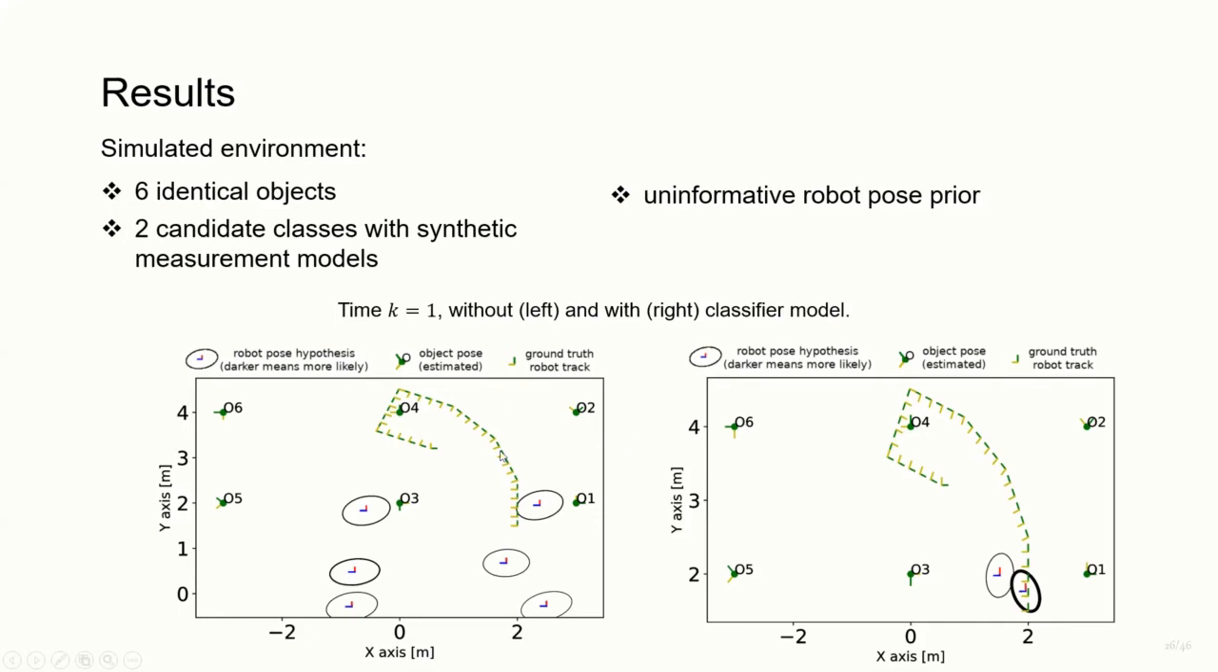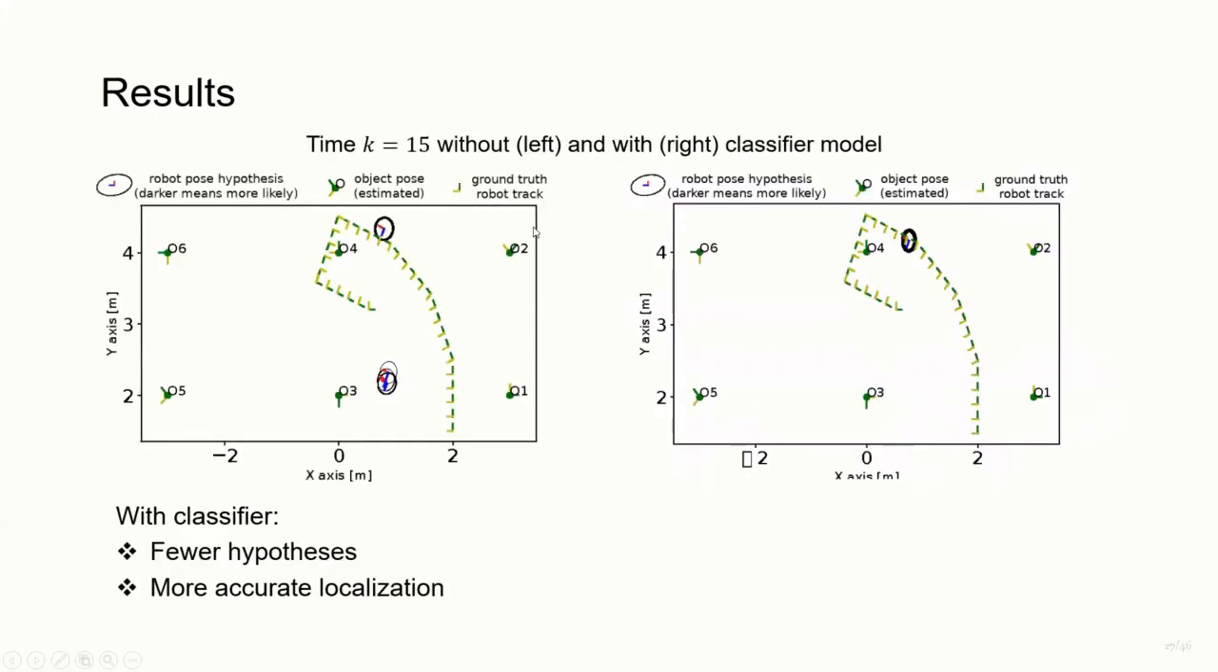On the left, when not using the classifier model, there are significantly more different hypotheses than on the right. And towards the end of the track, in the same scenario, when not using the classifier model, the method was still not able to disambiguate the position. When using the classifier model, it was able to disambiguate and the estimate is also more precise.